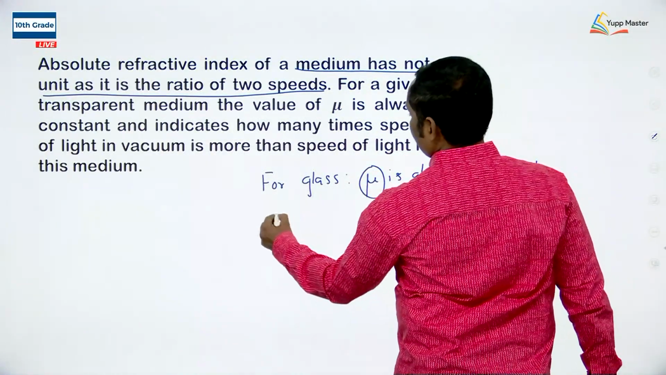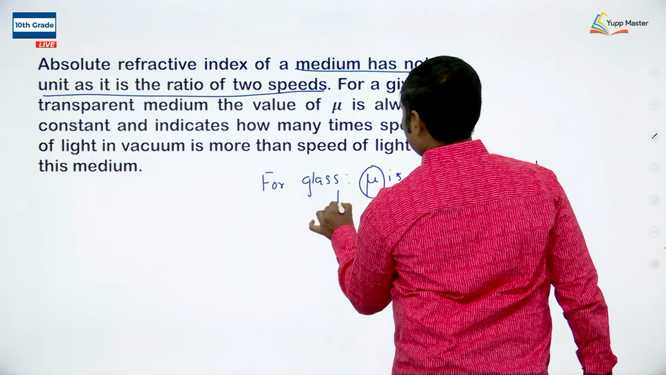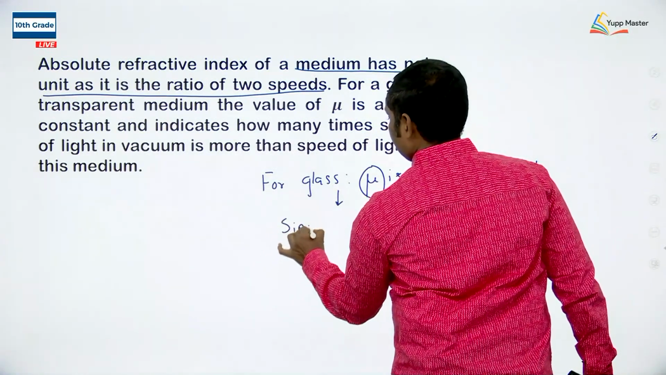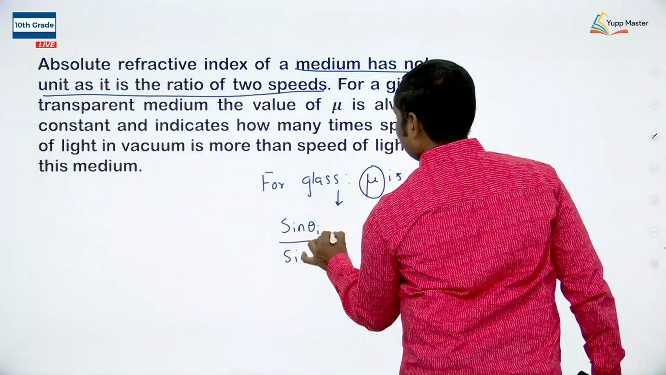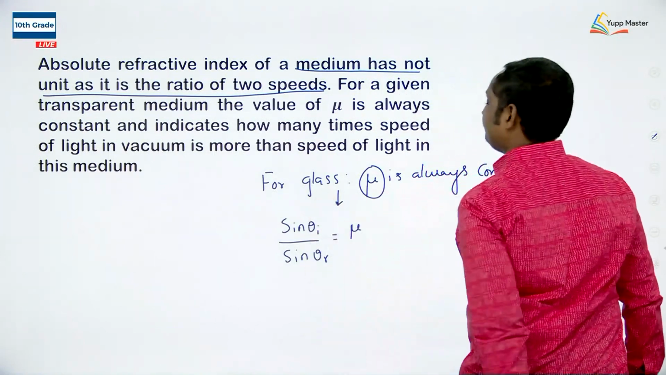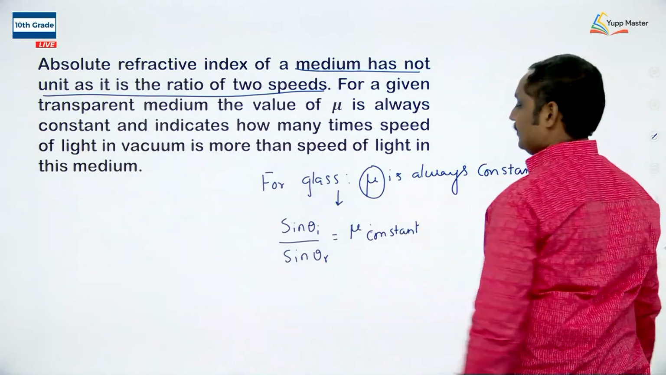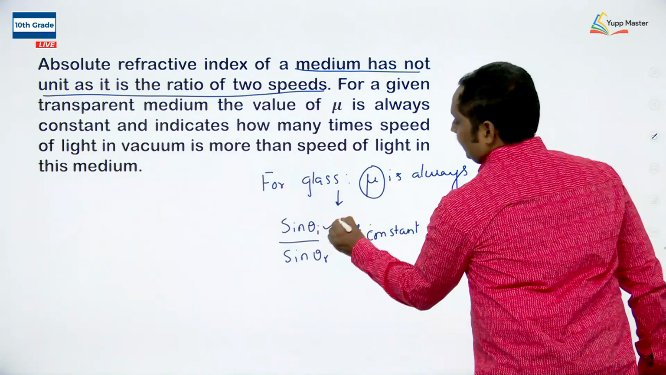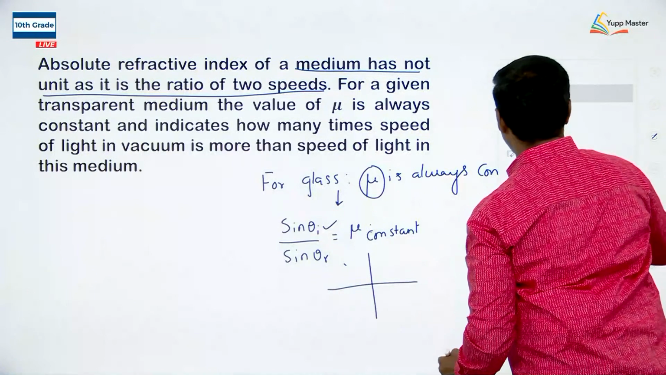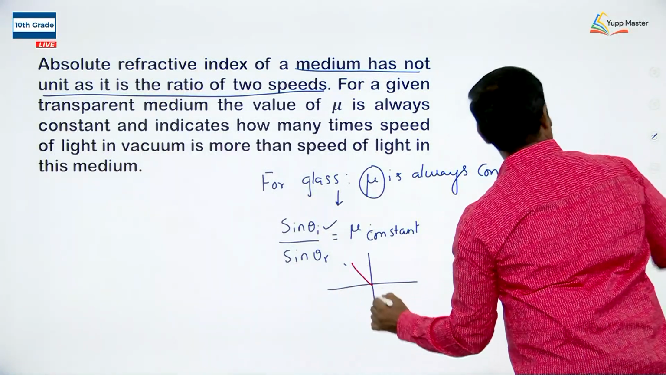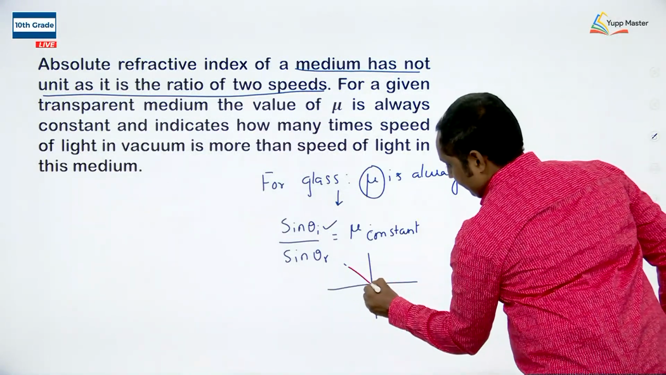Suppose you have taken the glass material. So, sin theta i by sin theta r is equal to mu, that is, it remains constant. Yes, you know theta i carries different values if you incident. Let us see the possibilities. If you incident the light rays, yes, you will incident the light rays.